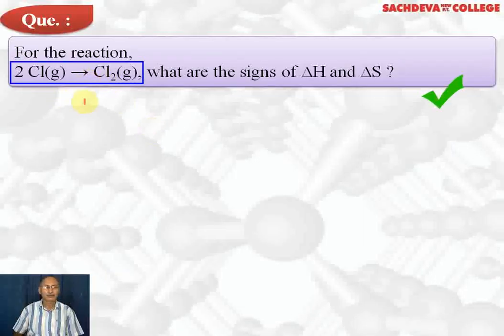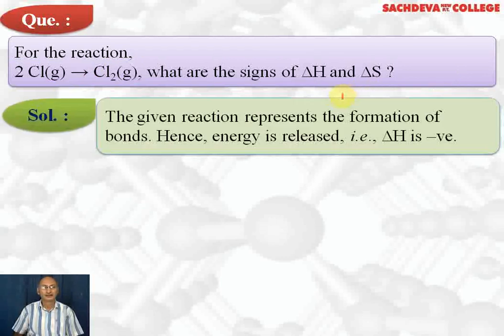Let's take up this question. Further reaction 2Cl gas gives you Cl2 gas. What are the signs of delta H and delta S? Means whether the heat is released or absorbed in the process and whether the entropy or disorder is increasing or decreasing. How do we find out?